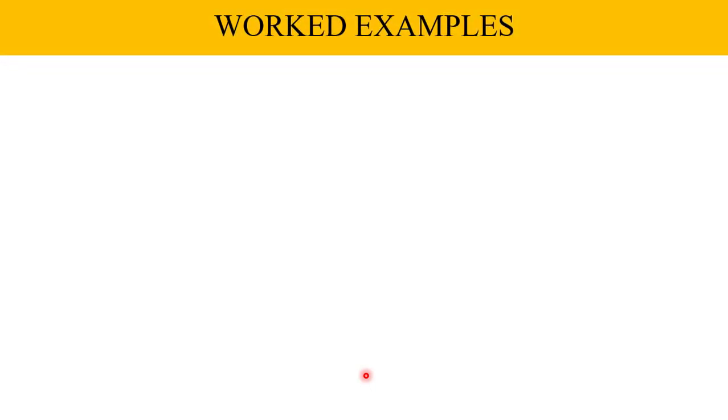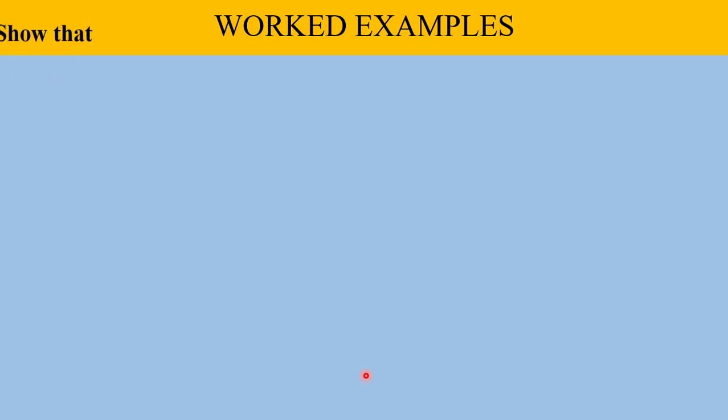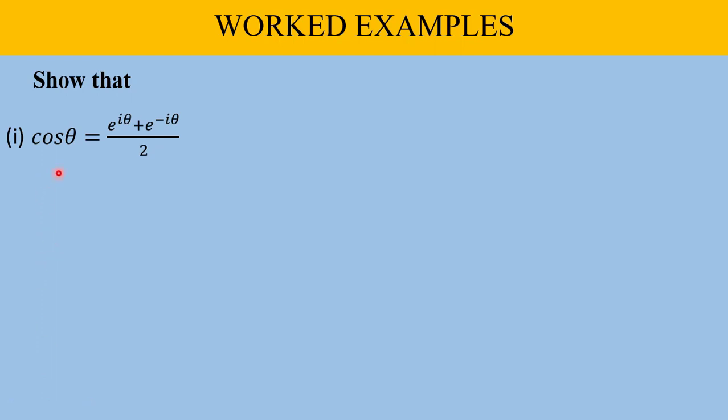Let's look at some worked examples. Show that number 1, cos theta is equal to e power I theta plus e power minus I theta over 2. So we are required to prove this expression, that cos theta can be written as e power I theta plus e power minus I theta divided by 2. Then number 2, that sin theta is equal to e power I theta minus e power minus I theta divided by 2I. Let's look at the solutions.